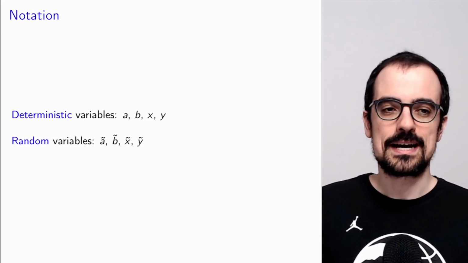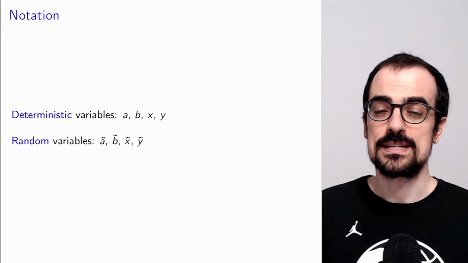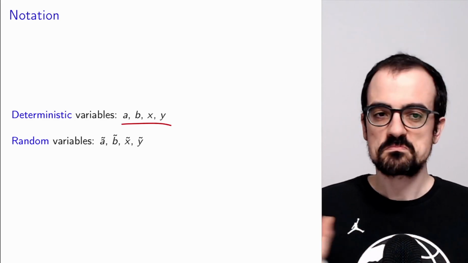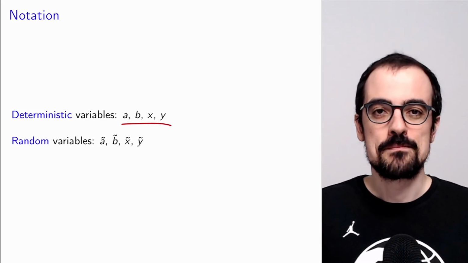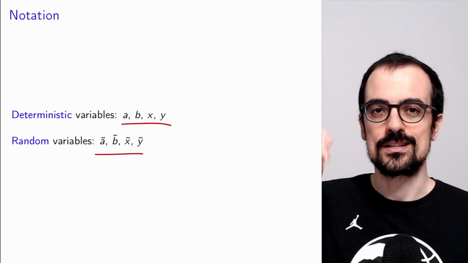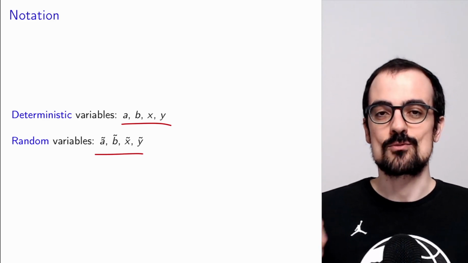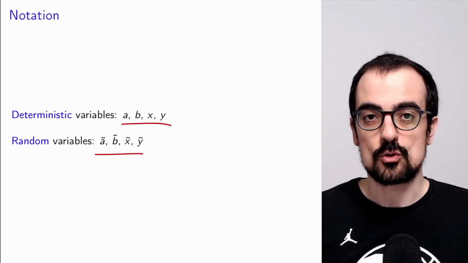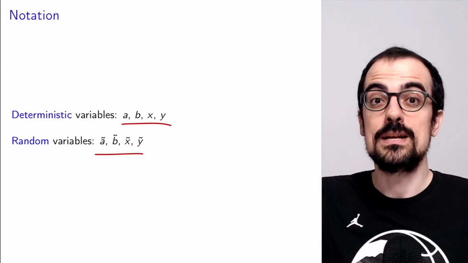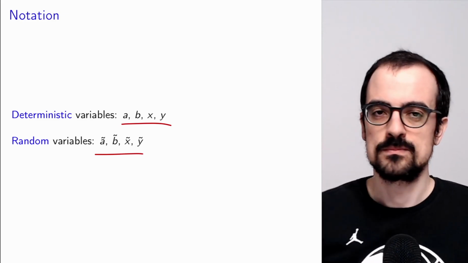Remember that we have two kinds of variables. Deterministic variables that have fixed values are just represented like this, without anything on top. But when we consider random variables, we always write them with a tilde or a squiggly line on top. This indicates that this is a random variable that we need to describe in terms of a probability. We cannot just say a is equal to 3. We say the probability that a is equal to 3 is, for example, 0.5.